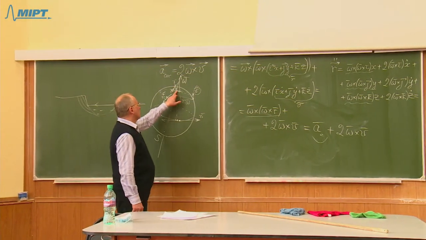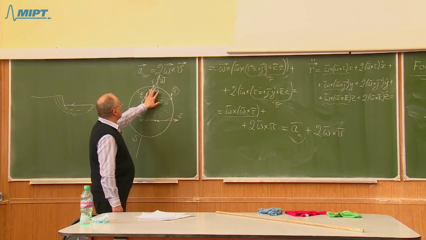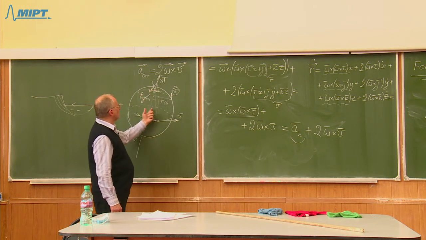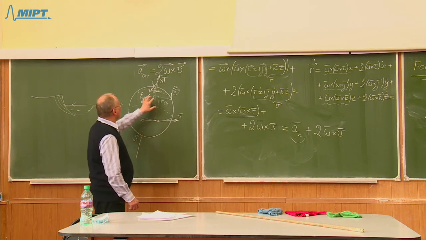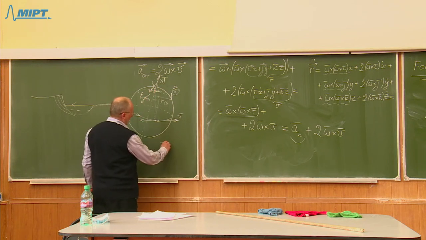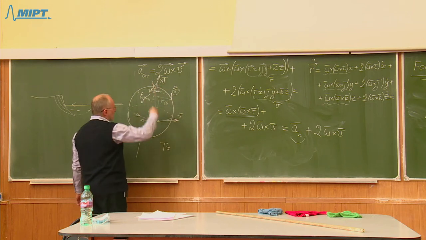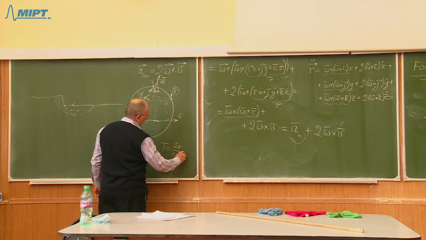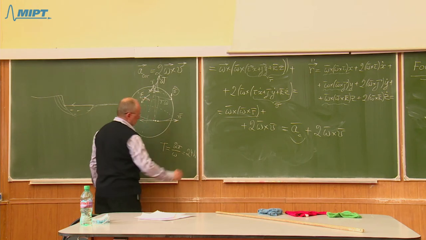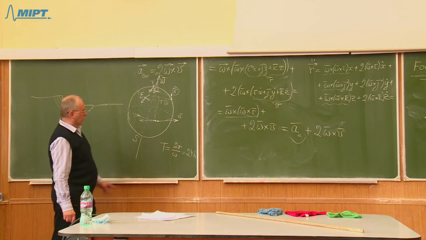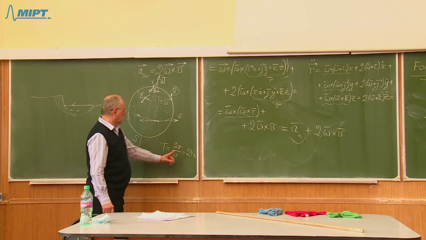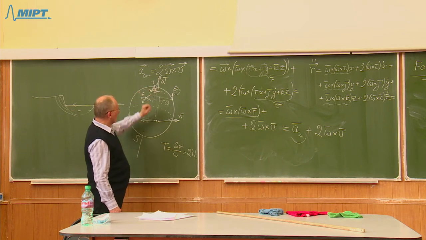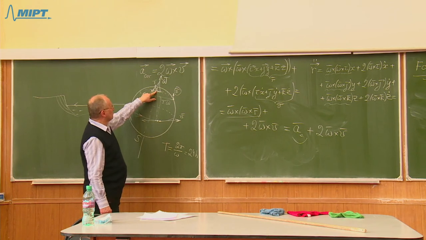So the Foucault pendulum located at the North Pole will make its oscillations in a plane which will rotate with respect to the Earth, because the Earth is rotating. So the total period of rotation of the plane of oscillations will be given by 2 pi over omega. And this is 24 hours. In this way, we can calculate the omega. But anyway, the total turn of the plane of oscillations of Foucault pendulum will be 24 hours if it's located at the North Pole.